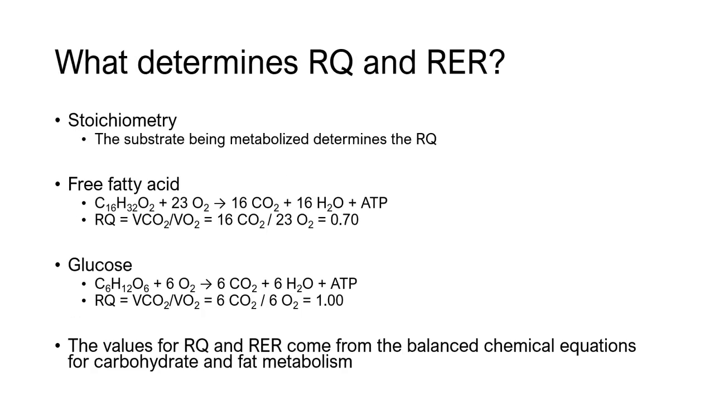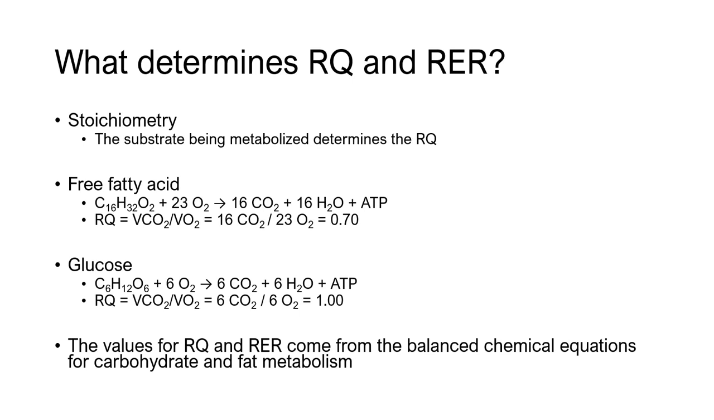So what actually determines these values? The simplest way is to go through some chemistry. I'm not going to ask you these equations, but I want you to know where these numbers come from. We've got stoichiometry, which is a section of chemistry that uses relationships between reactants and products in a chemical reaction to determine quantitative data. If we're breaking down fatty acids, notice that we use 23 oxygen and produce 16 CO2. So 16 divided by 23 gives us 0.7. If we're doing glucose, the reaction is different. We use 6 oxygen and produce 6 CO2, so we get an RER of 1.0. That's where these values came from that we were talking about earlier.